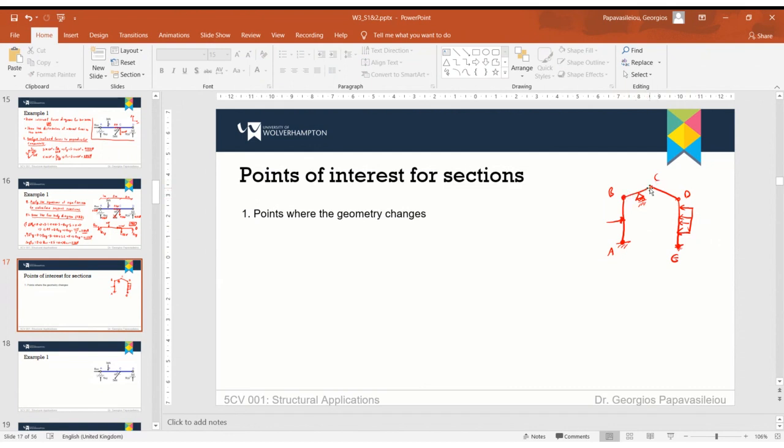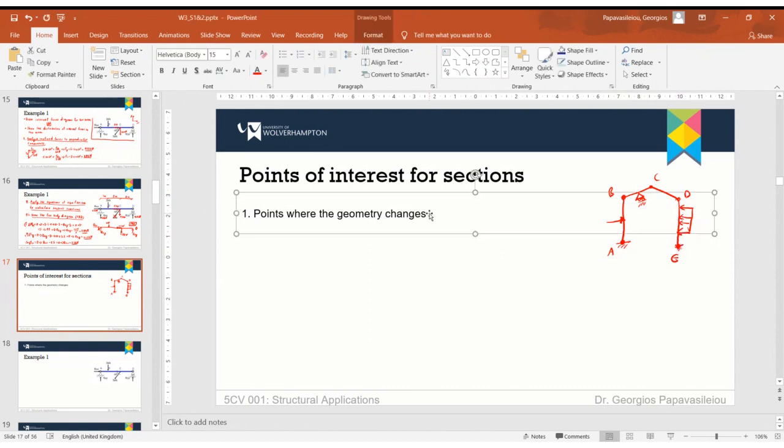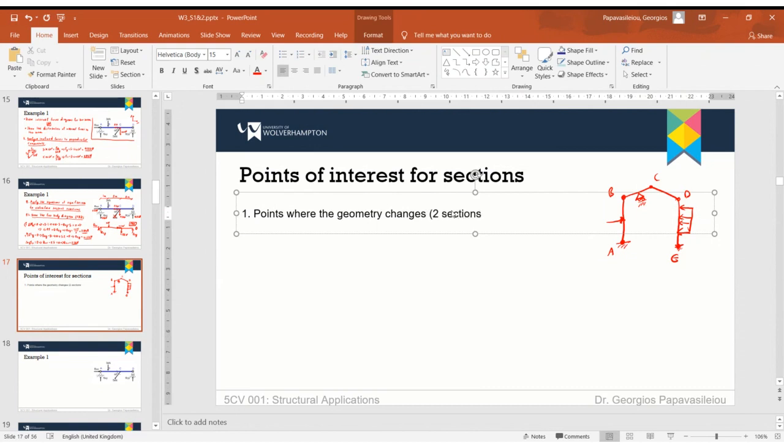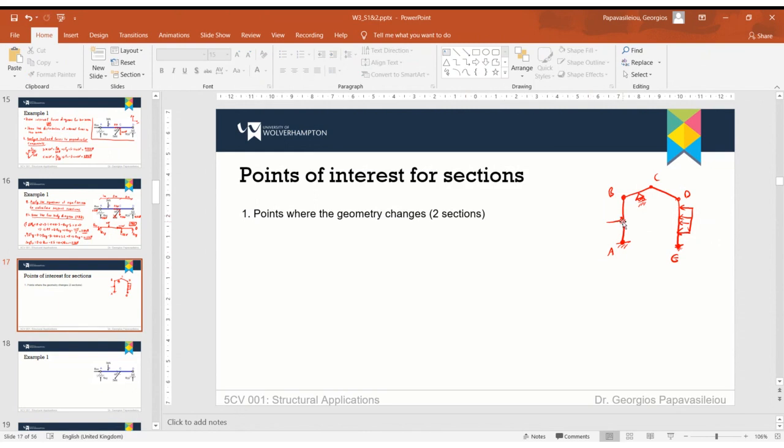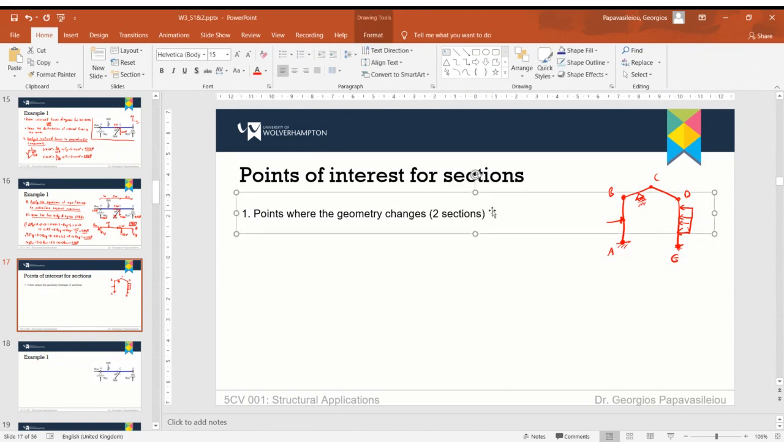Point C is another point of interest because, once again, the geometry changes, the angle of our structure changes. Point D is another point as well. Now, here, we need to perform two sections, one before the point and one after the point. In some cases, it is impossible. For example, at points A and E, there is nothing before A and nothing after E, so there is no need for this section. So in some cases, it could be one, but typically, it is one before and one after the point.